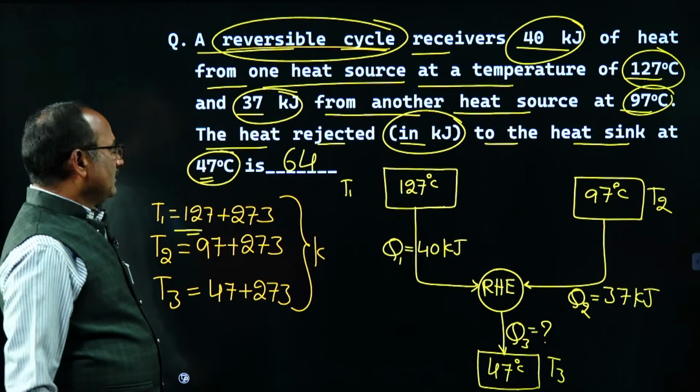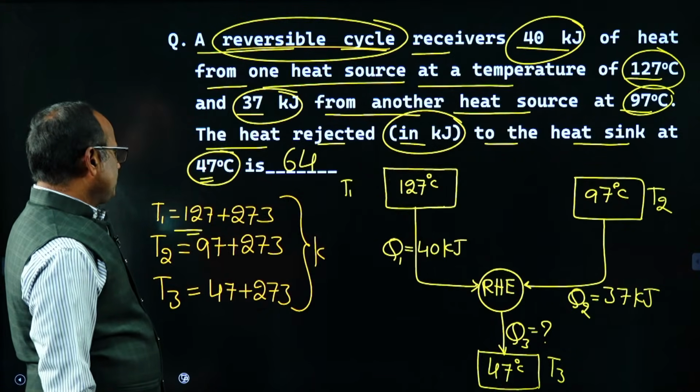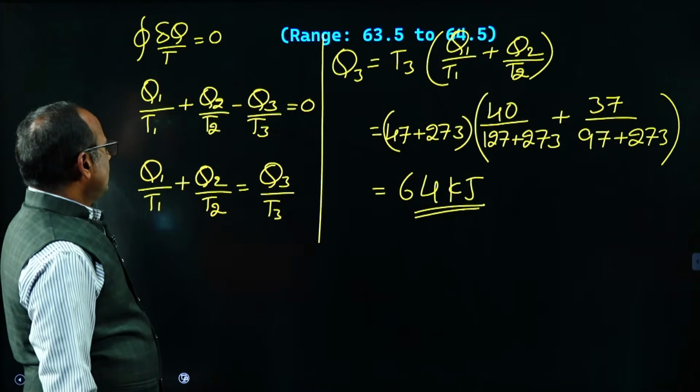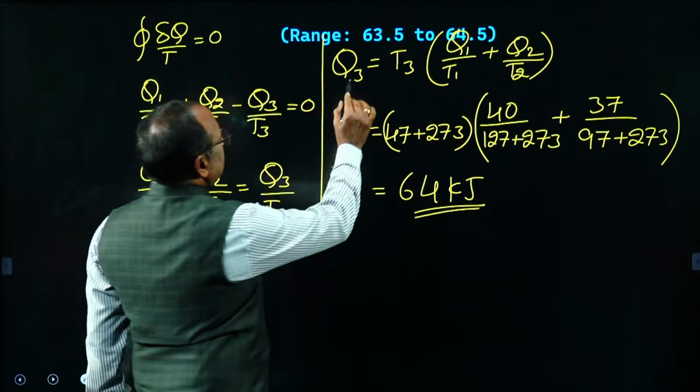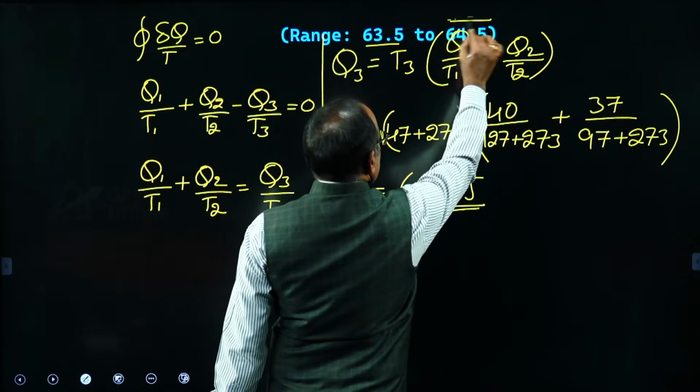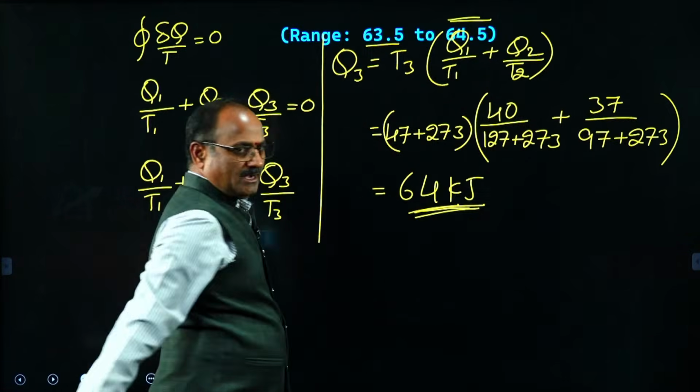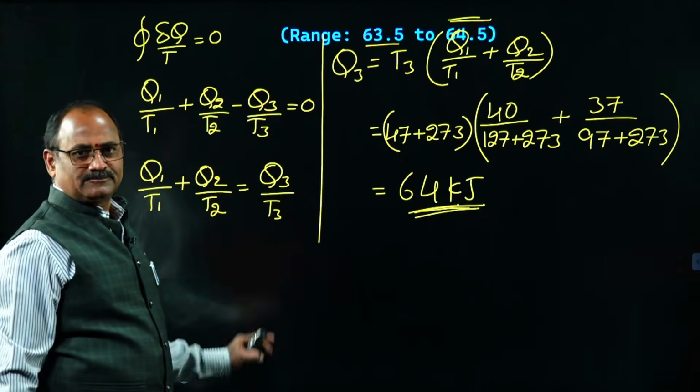answer type questions. Generally for this kind of question, a range will be given. Look at the range for this problem, 63.5 to 64.5. We got 64. Our answer is absolutely correct.